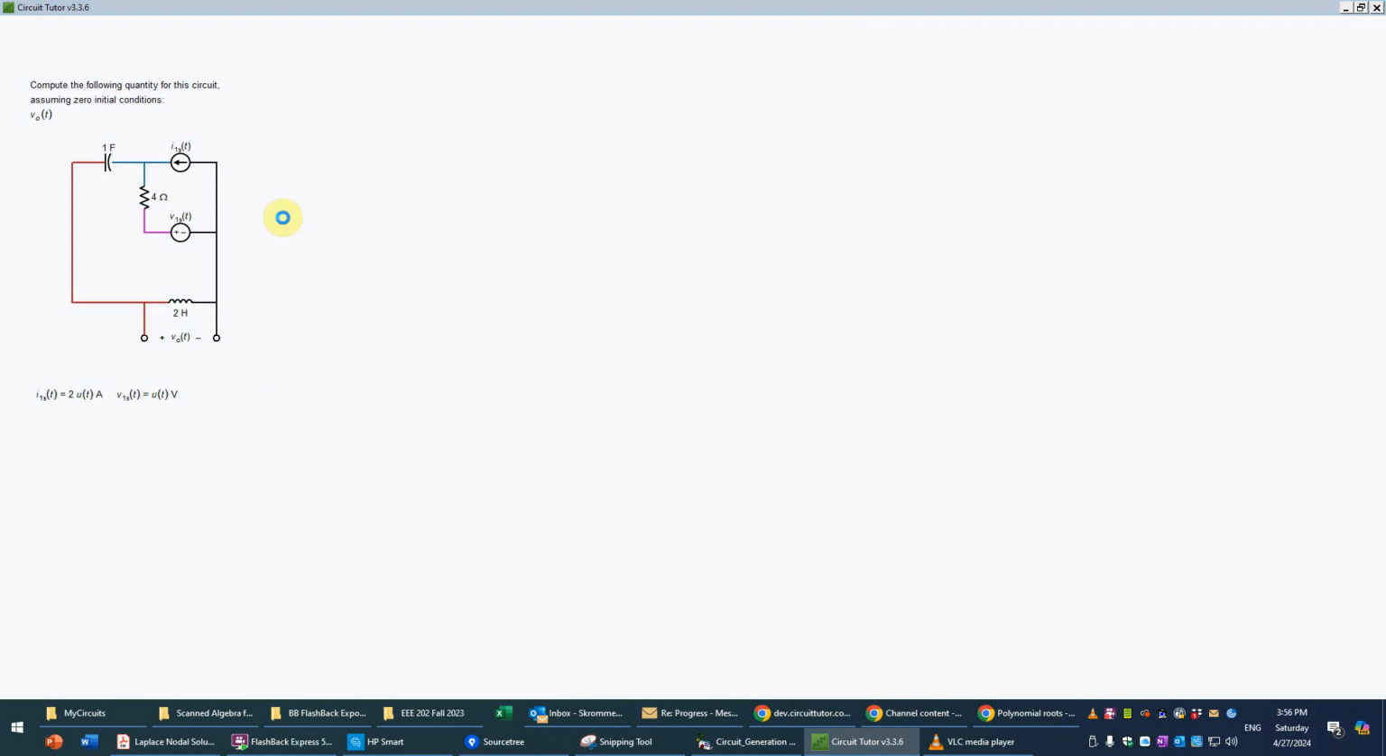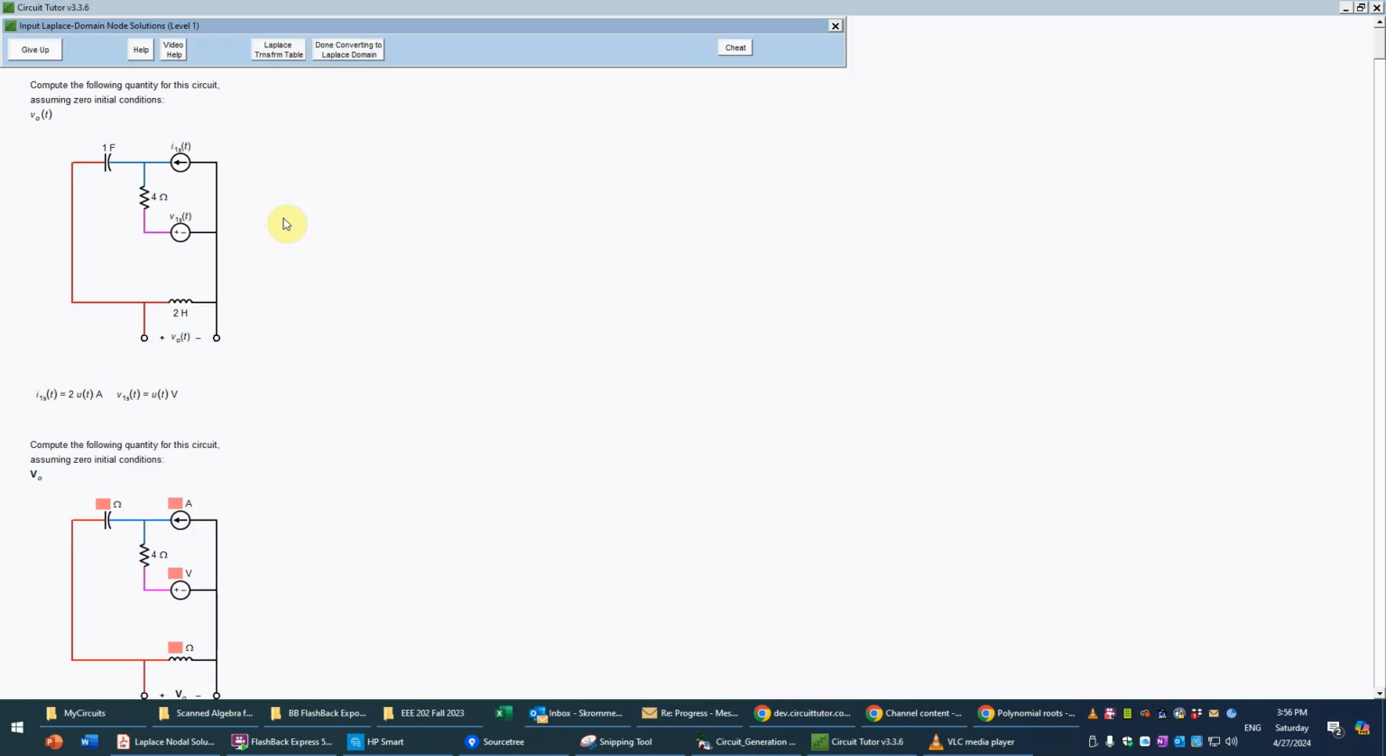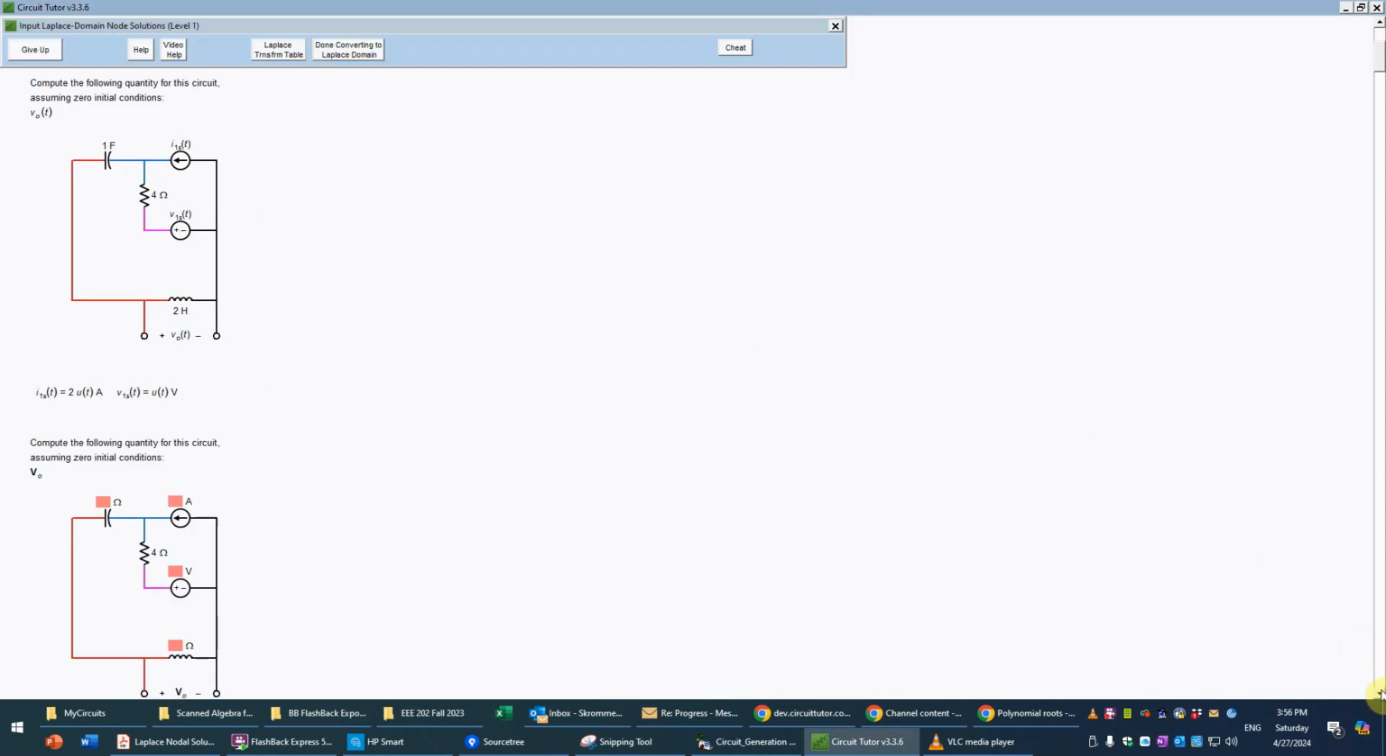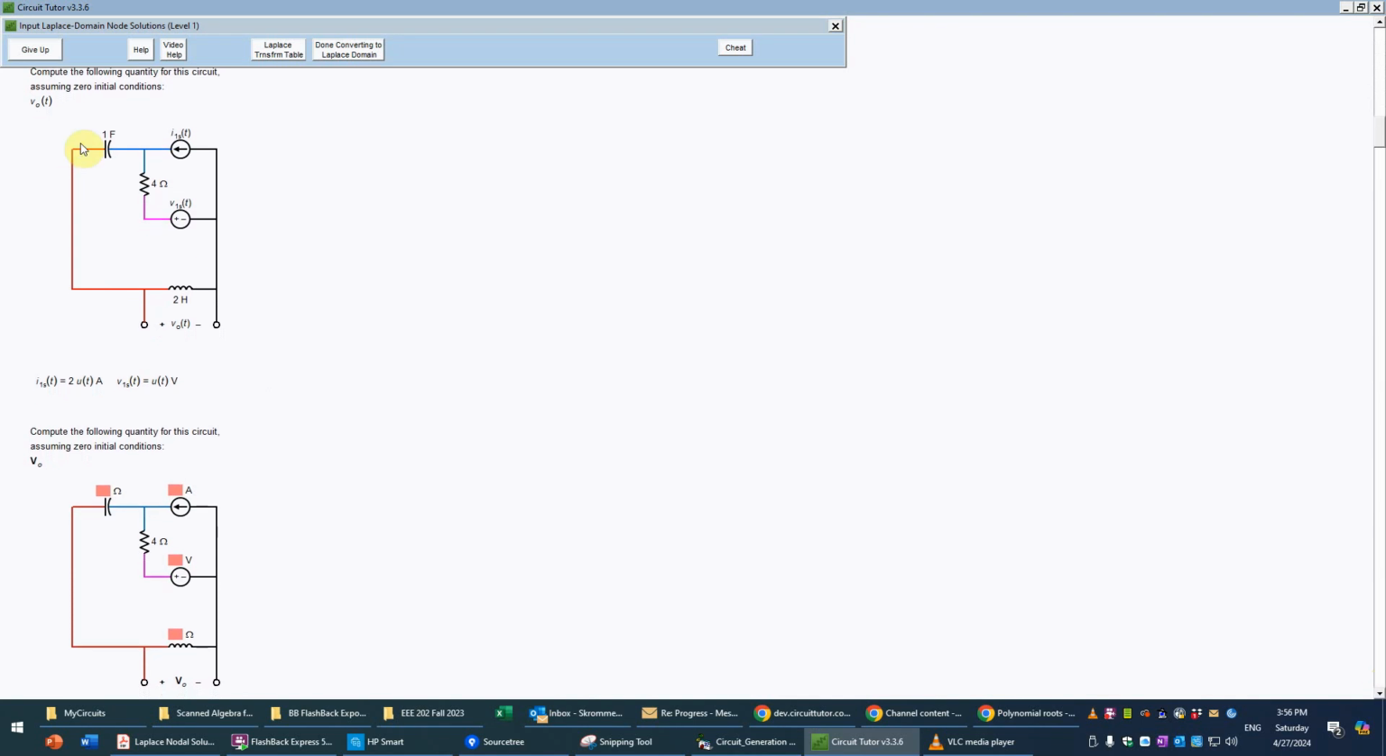So here's our randomly generated problem. And once again, it's a second order circuit with one inductor and one capacitor. The first challenge will be to convert this entirely into the Laplace domain. So we have to fill in these boxes in this copy of the circuit.